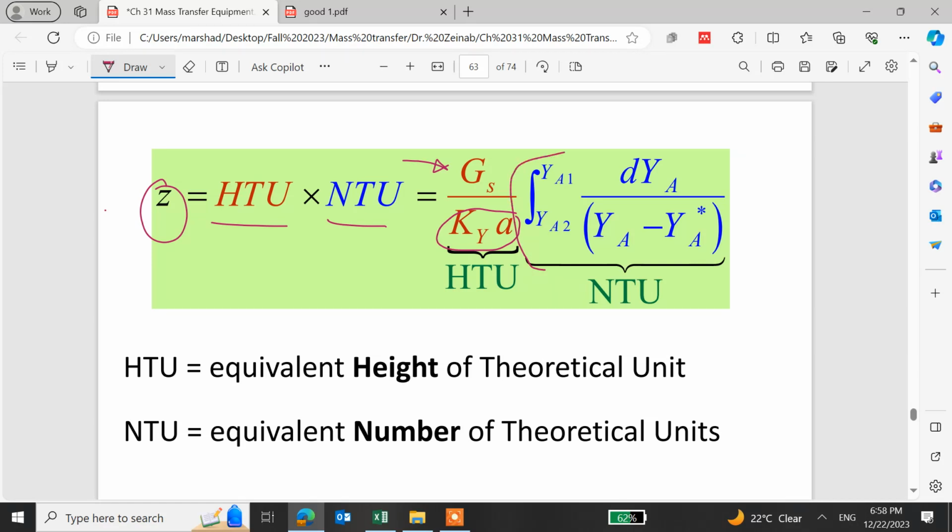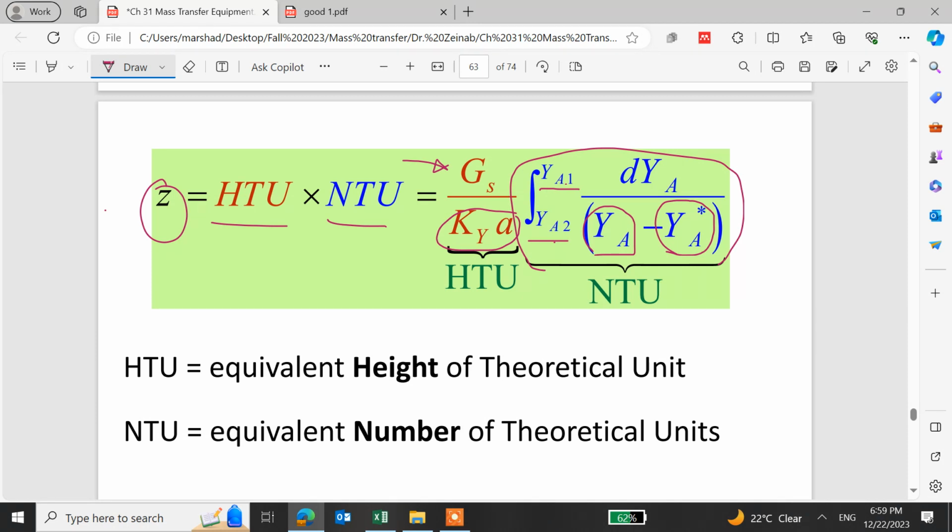Now the main job is to find this integral, dYa over Ya minus Ya star. This integral you have to find numerically. That's the main point of today's discussion. So Ya2 and Ya1: this is the gas exit concentration, this is the gas inlet concentration. This is small, this is big. So you have to integrate this. Ya is the data point on the operating line, Ya star is the data point on the equilibrium line. So Ya minus Ya star is basically the driving force for mass transfer.